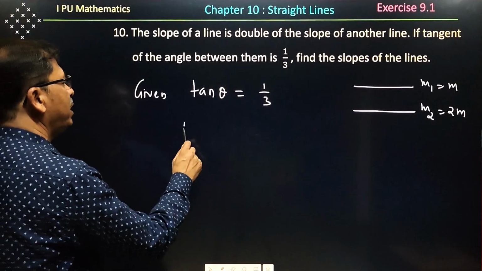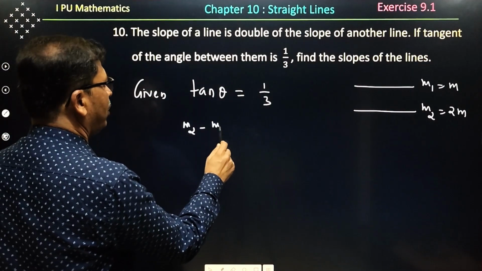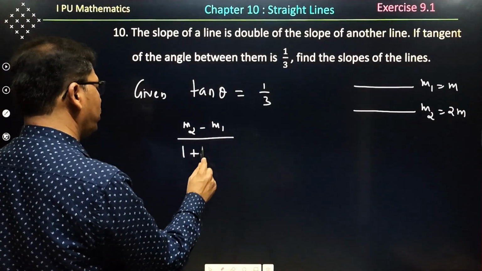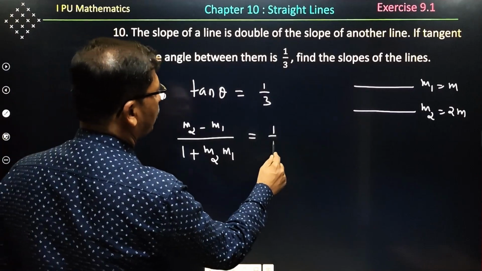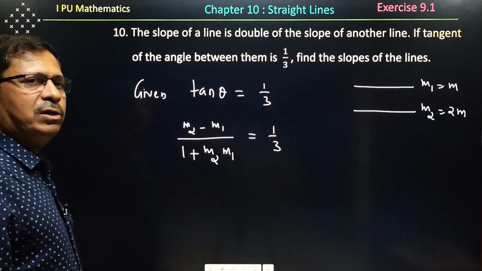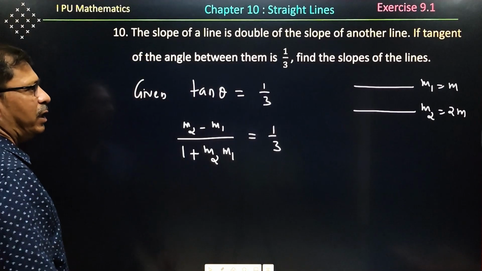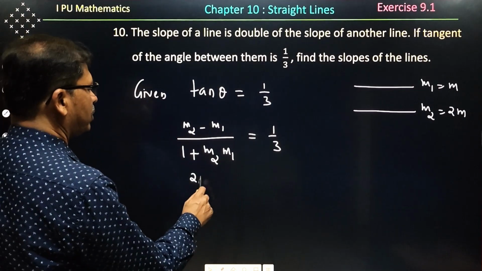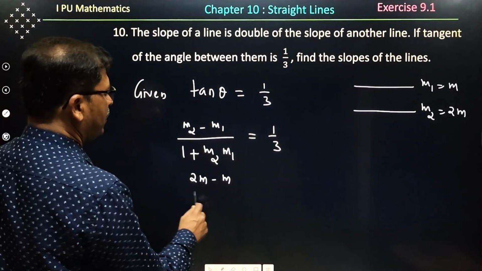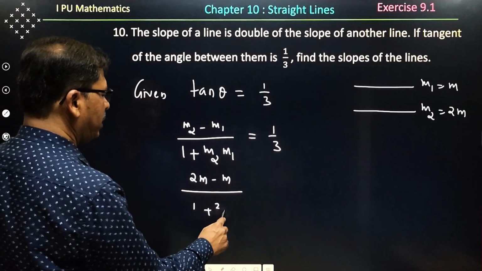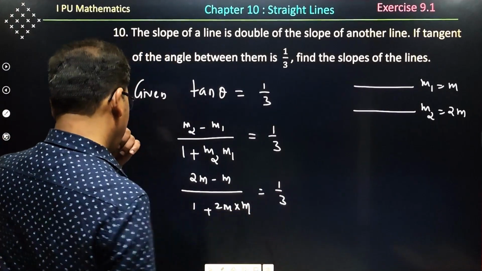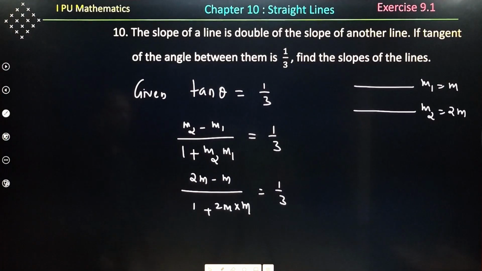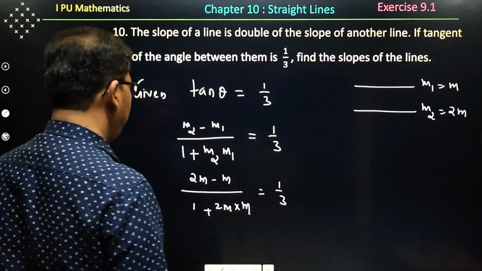Tan theta is given by m2 minus m1 divided by 1 plus m2 into m1. m1 is equal to m, m2 is equal to 2m. So 2m minus m divided by 1 plus 2m into m, which is equal to 1/3. If you subtract m from 2m, what will you be getting?